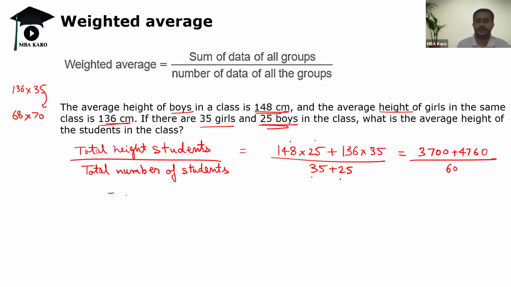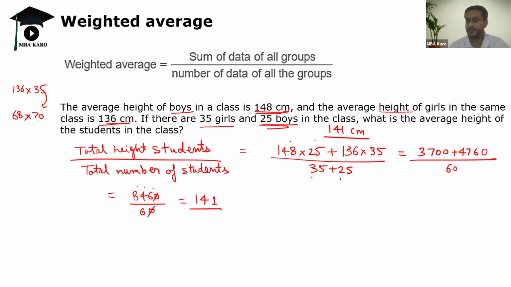So what do we get? We get 8460 by 60. Let's see if 846 is divisible. 6 into 14 is 84 and 1. So the answer is 141 centimeters. This is the concept of weighted average.